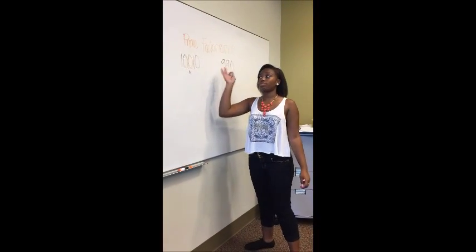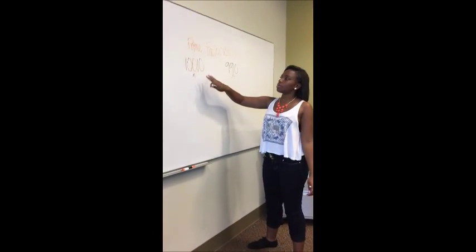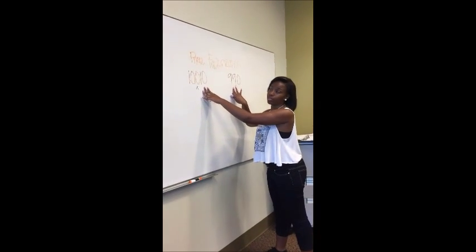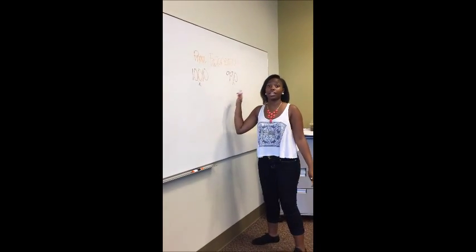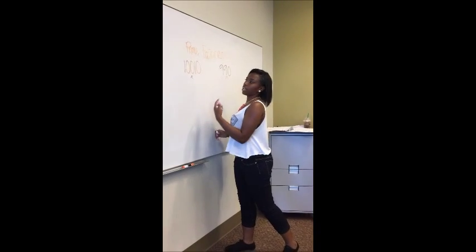Today we'll be discussing prime factorization. First off, we're starting by breaking down these two numbers, 10,010 and 990. So we'll start with the 10,010.